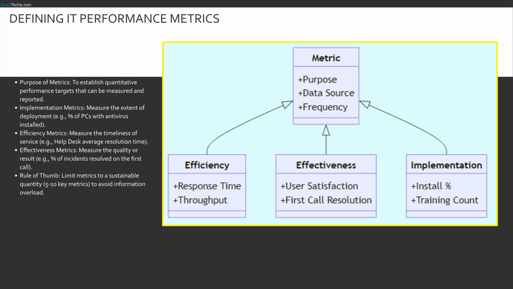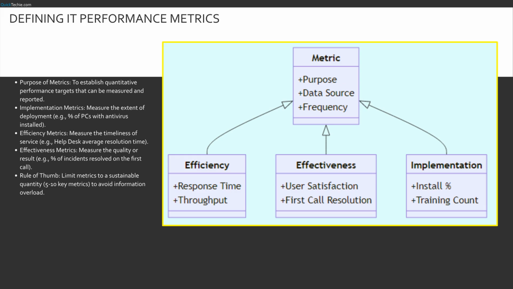An SLA is useless without data. We need metrics. But not all metrics are the same. We generally categorize them into 3 types. Implementation metrics measure how much, like the percentage of staff trained. Efficiency metrics measure how fast, like the average time to resolve a help desk ticket.